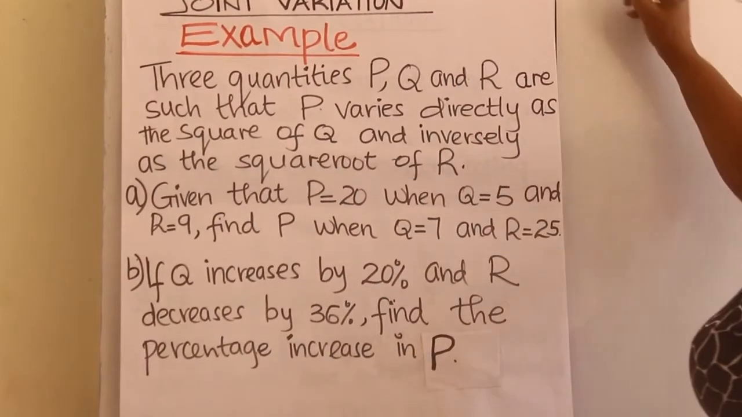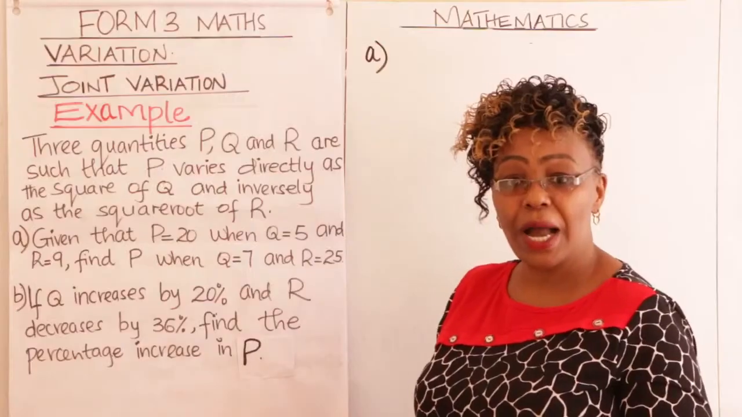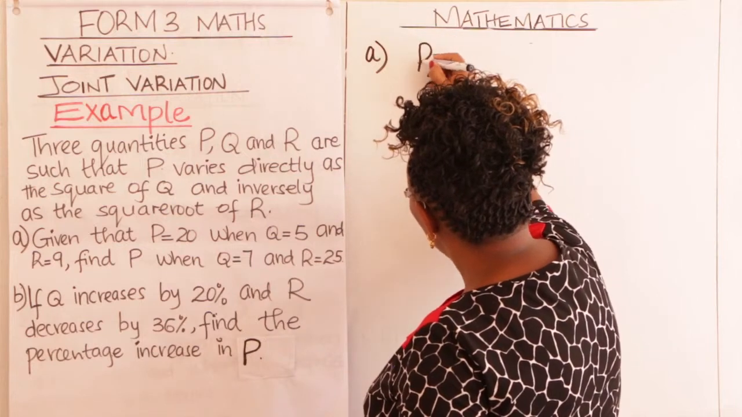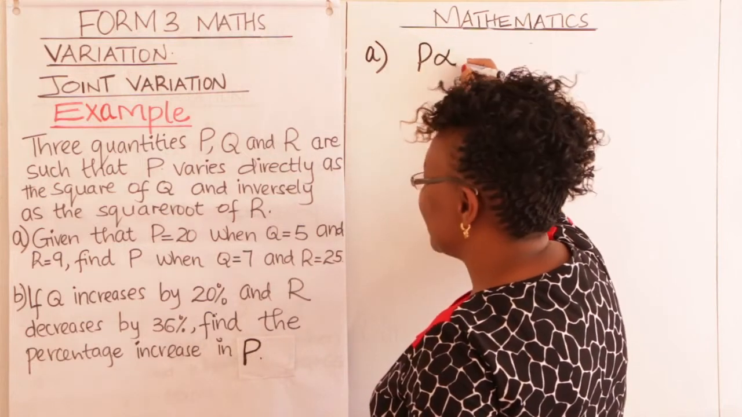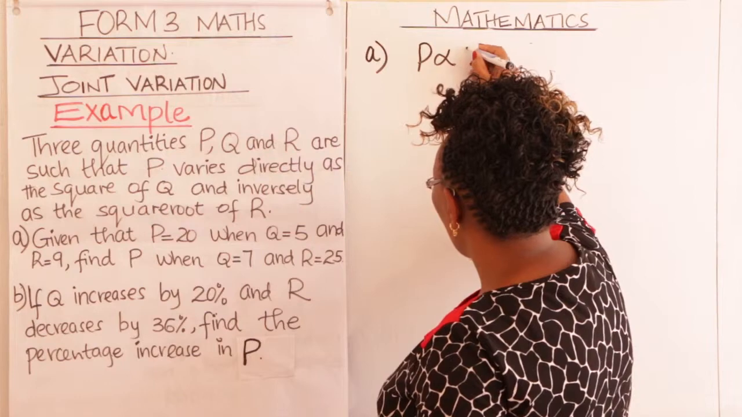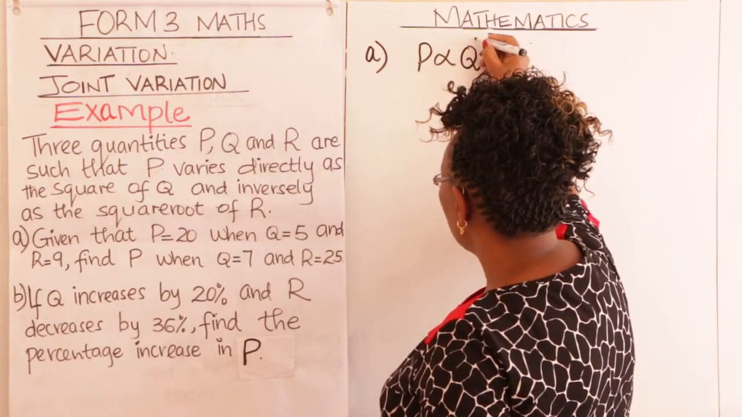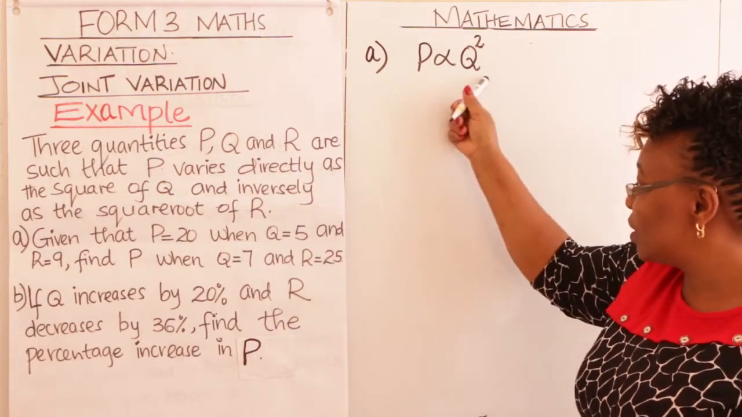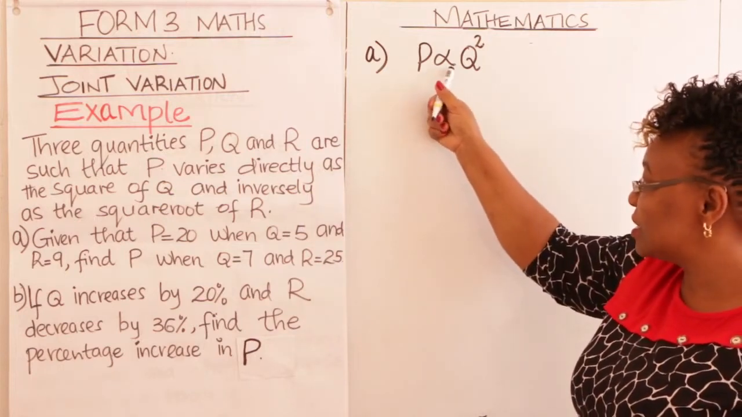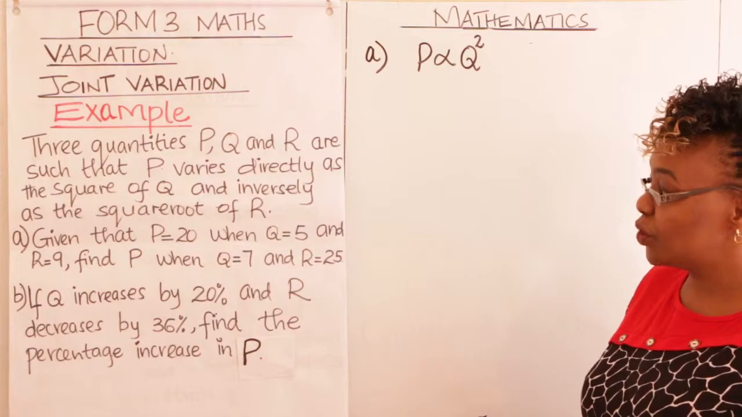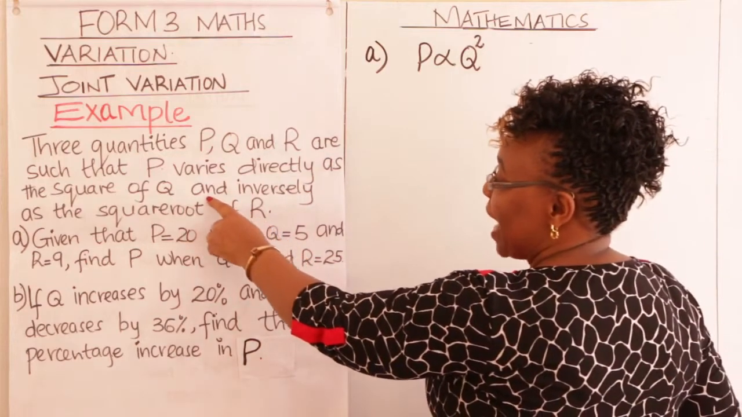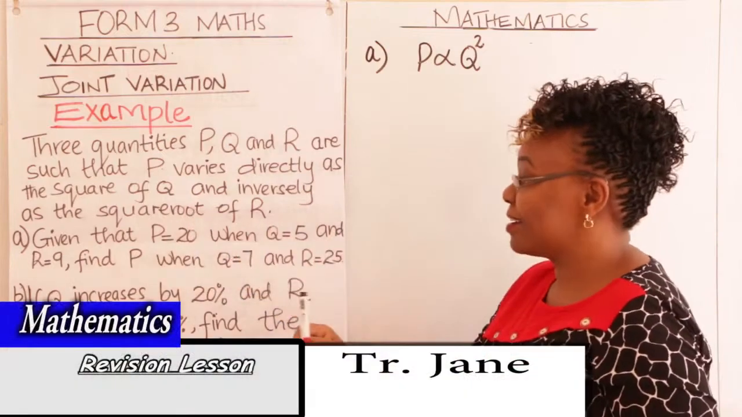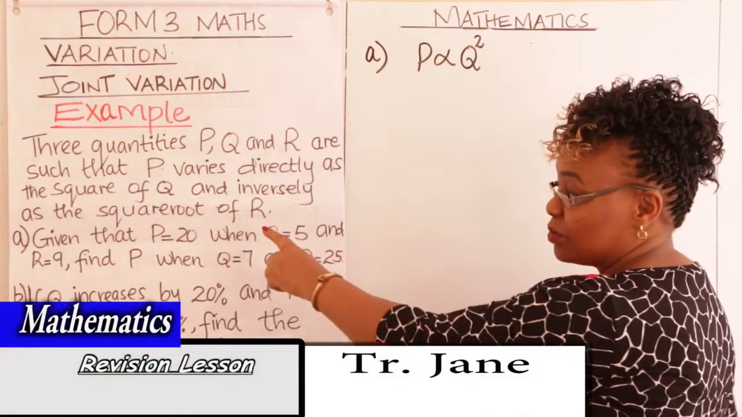So how do you go about that, learner? How do you write that in short? P varies directly as the square of Q. That is Q squared. We have looked at direct variation. We normally write it like that. P varies directly as the square of Q, and at the same time, inversely as the square root of R.